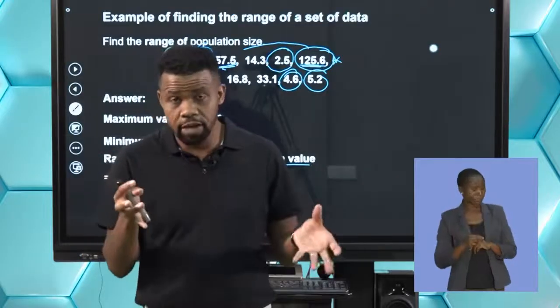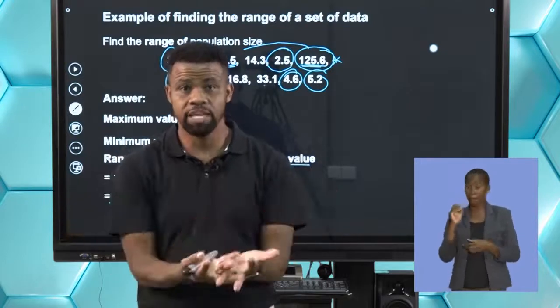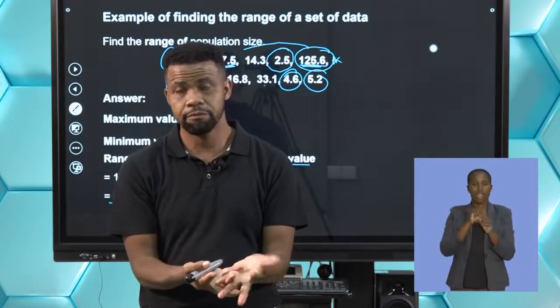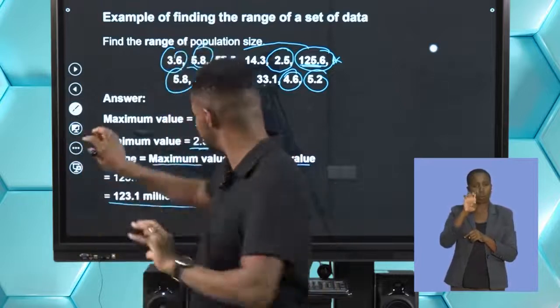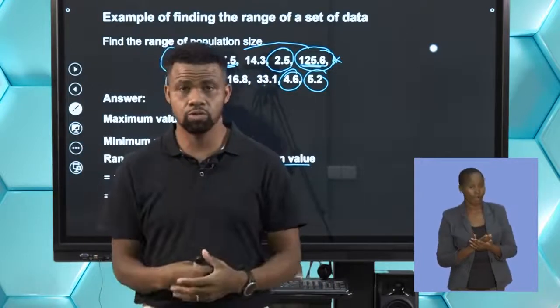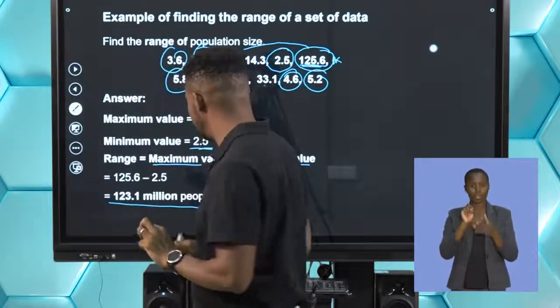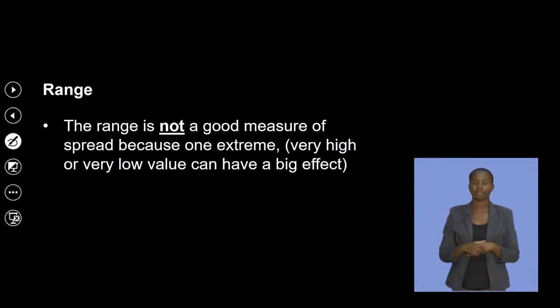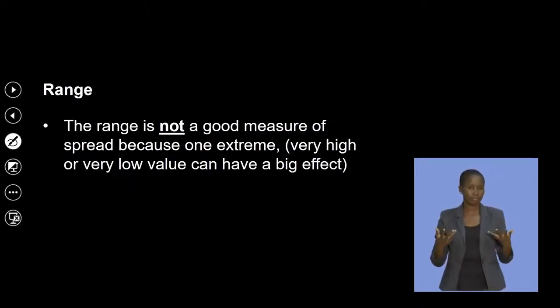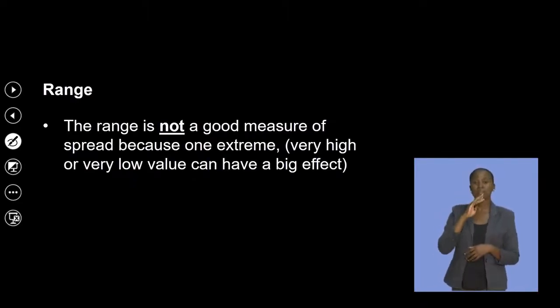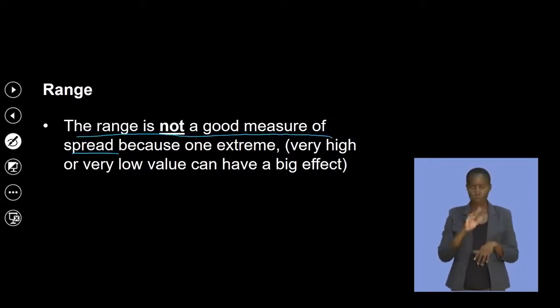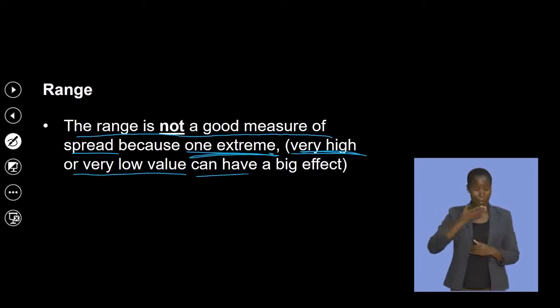And that extreme value can actually affect our mean. If we calculate the average, the average is taking everything divided by 12, so the extreme value can affect our average. So range is not a good measure of spread. That's what I was saying. The range is not a good measure of spread because one extreme, very high or very low value can have a bigger effect.